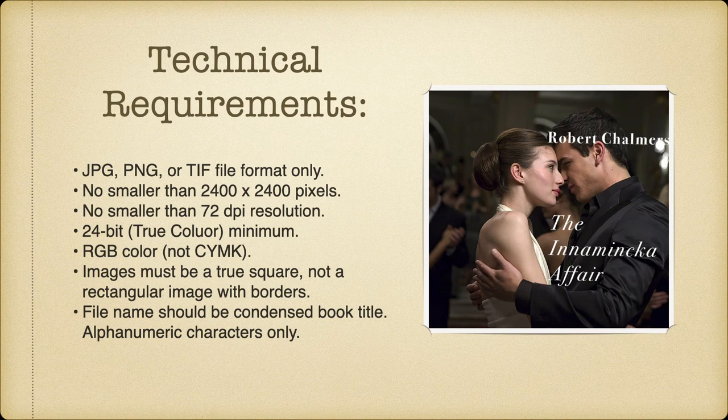DPI, no smaller than 72. Well, if it was less than that, you probably wouldn't see it anyway. Now, don't worry about what DPI means. Just observe the fact that 72 is the lowest you can go. I would suggest 300 DPI is best. 24-bit true color minimum. Don't leave it at 8-bit, which seems to be the default everywhere. Or 16, set it at 24-bit. The color is RGB color, not CMYK. It has to be RGB. If any of these things are wrong, they'll reject the image out of hand and you'll spend ages going backwards and forwards. Just get it right in the first place.